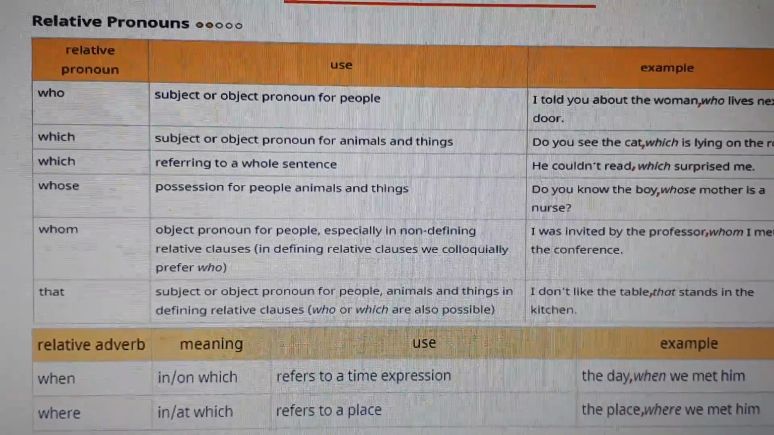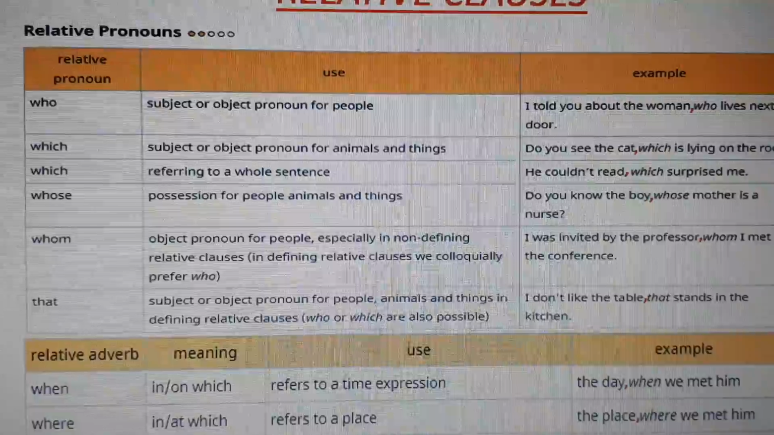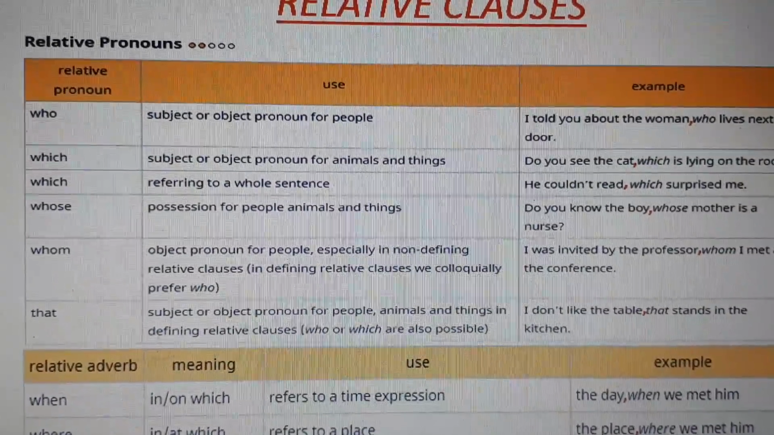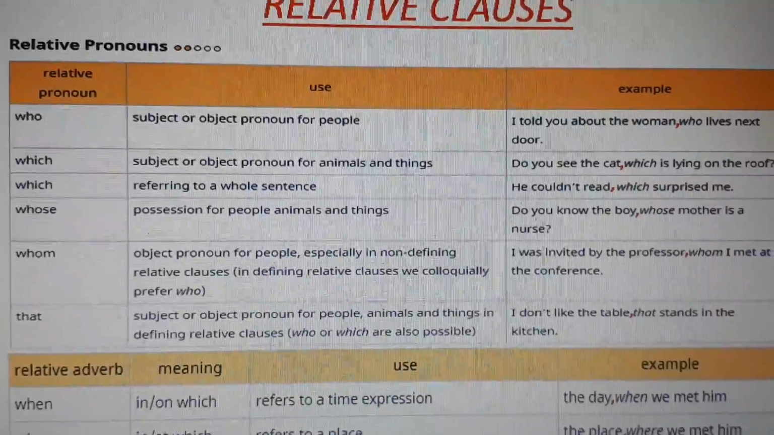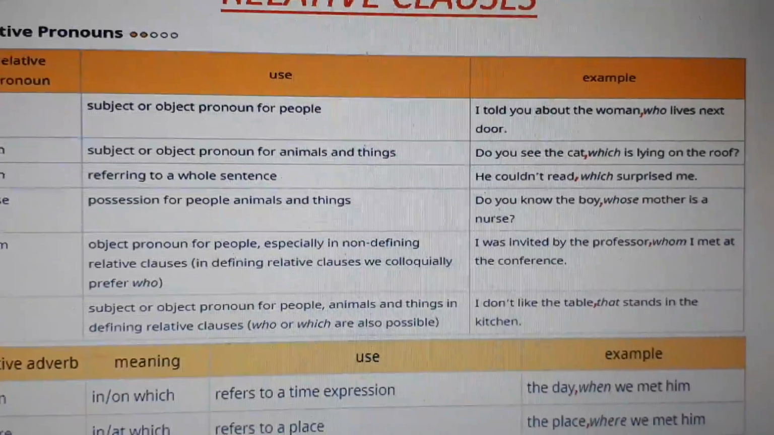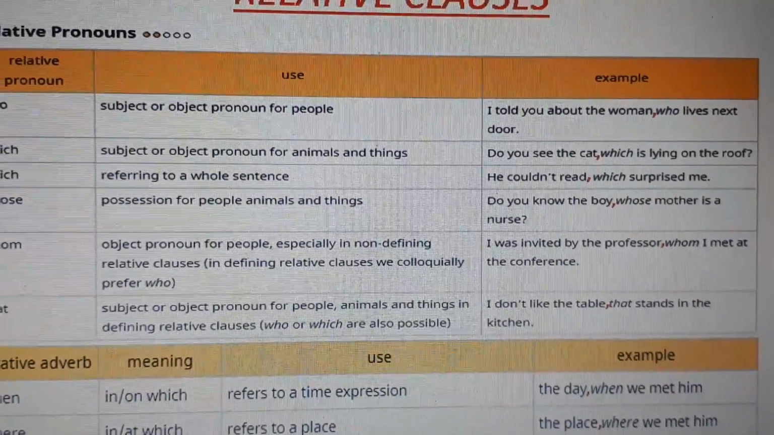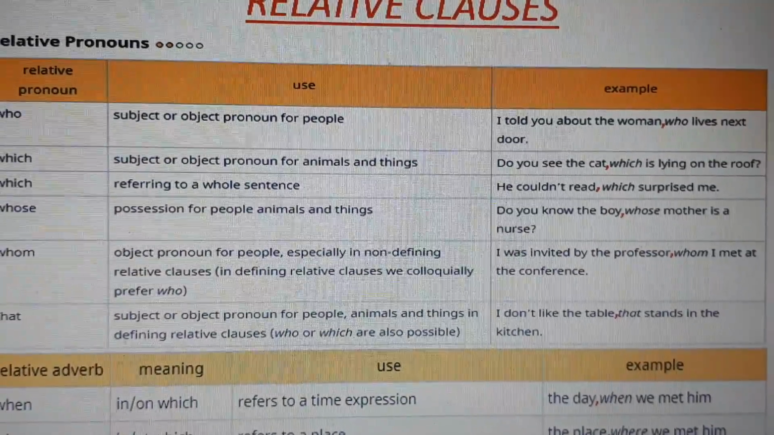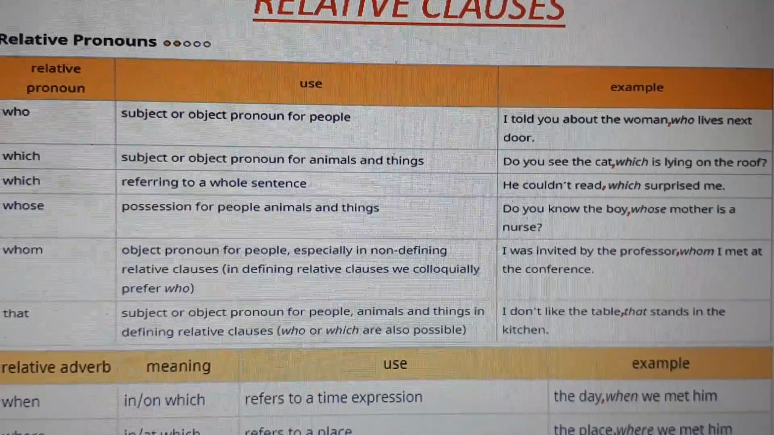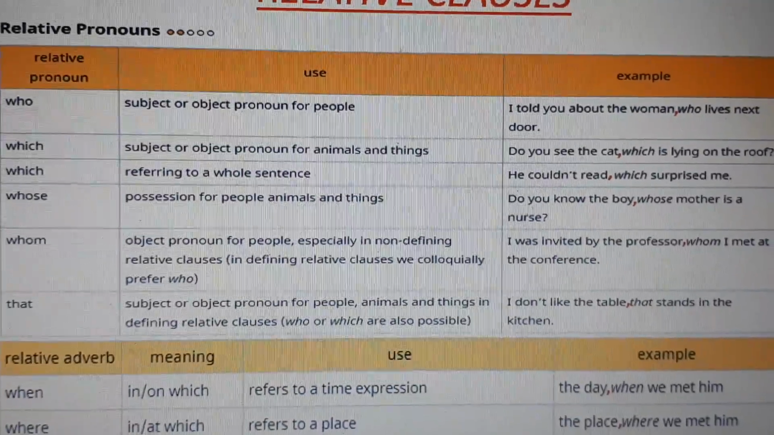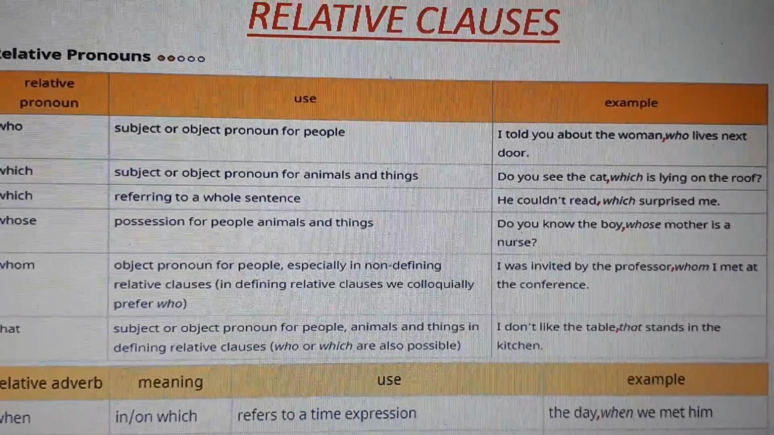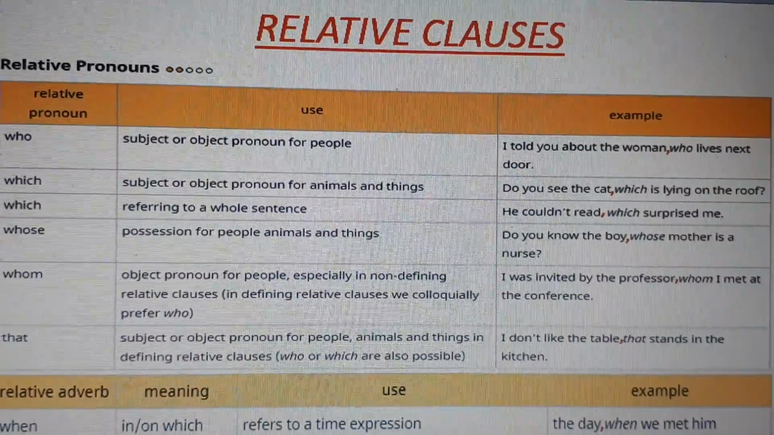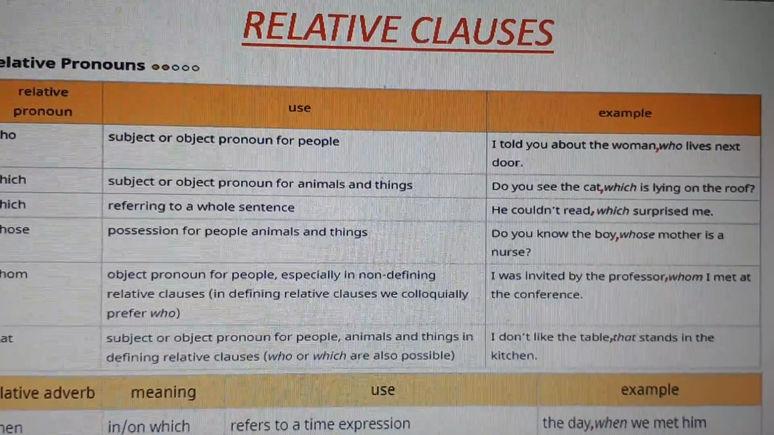We have also which. How is which used? It's a subject pronoun for animals and things. Example: do you see the cat, comma, which is lying on the roof? ¿Ves el gato que está recostado en el sofá? Okay. So where is the comma? Between the immediate subject and the relative pronoun.